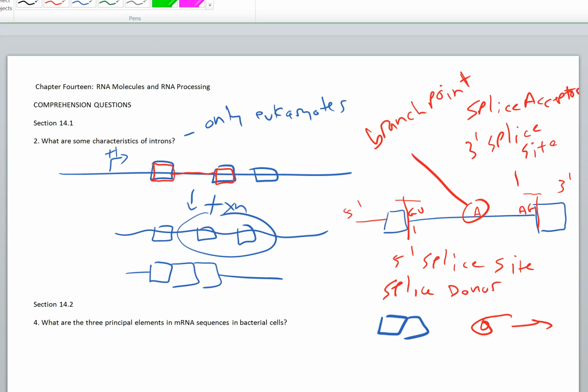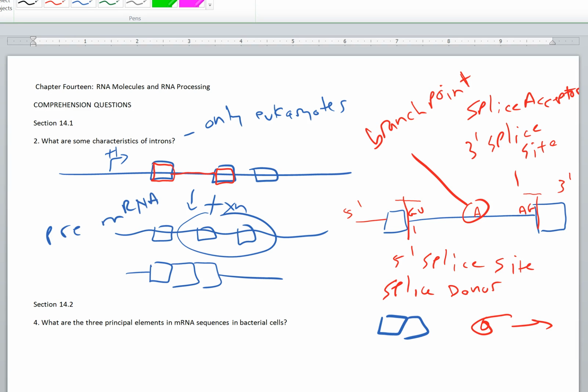And I'm not going to worry. There's group 1 introns, group 2 introns, all that kind of stuff. Not too worried about that. In my opinion, that's just a little bit too much detail on exactly what introns are. And so this is an intron that's in a pre-mRNA. All right.